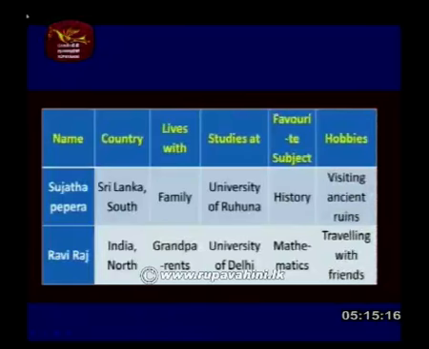Sujata Pereira is a Sri Lankan. She lives with her family in the southern part of Sri Lanka. She is an undergraduate at the University of Ruhuna. Her favorite subject is history. Her hobby is visiting ancient ruins. All the information here is reproduced as a paragraph.